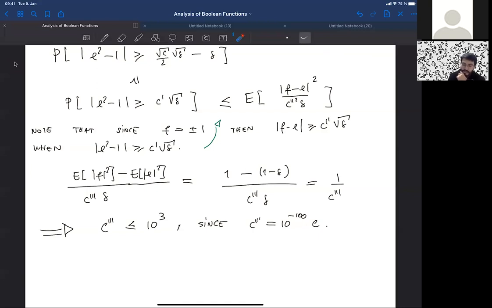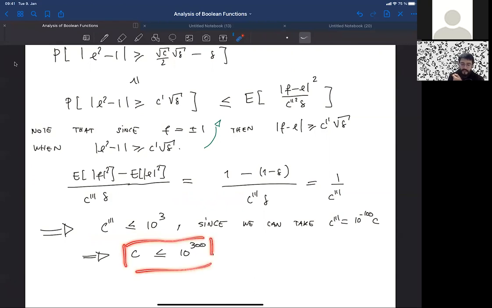So since times c, definitely, that would imply that, I know that c has to be less or equal than 10 to the power 300, I don't know, something like that. I'm being super generous. Of course, you can do these computations precisely, and you can know exactly what's the dependence of C3 primes in terms of C. And so this bound would imply a bound for C.